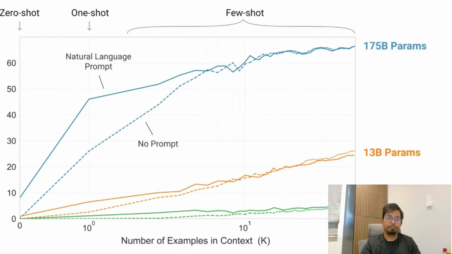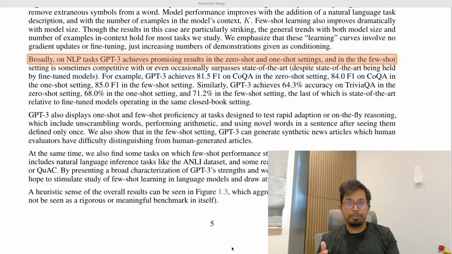Now let's make the GPT-2 versus GPT-3 shift a bit more concrete, because this is the whole argument in one comparison. The numbers in GPT-2 were weak on a bunch of different fronts. Now, if we take the exact same transformer family, same next token objective, and scale it up about 100 times, then we see some interesting results. Broadly, on NLP tasks, GPT-3 now gets very promising results in the zero-shot and one-shot settings. And in the few-shot setting, it is sometimes competitive with fully fine-tuned state-of-the-art.